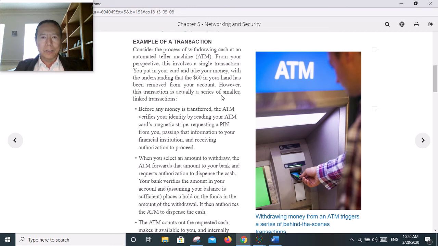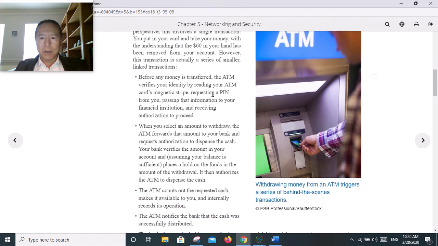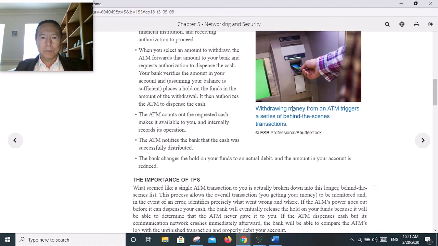Okay, so that's your ATM machine. We use it a lot. We're going to withdraw some money from the ATM machine. They have some magnetic tag here, they can read it, we all know that. It reads your PIN number. You enter your PIN number for security purposes.